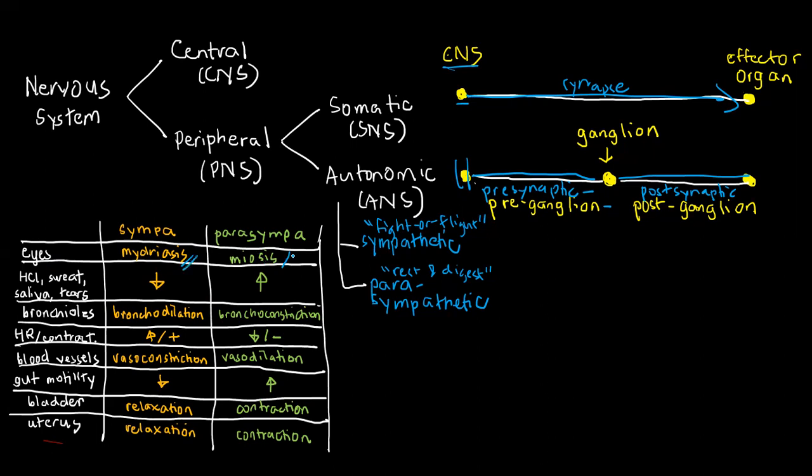So like widening, narrowing, opposites, right? For HCl, sweat, saliva, and tears, all of those secretions go down in sympathetic activation. All of those go up in parasympathetic. Bronchioles dilate under sympathetic control, constrict under parasympathetic. Heart rate and contractility both increase in sympathetic and both decrease in parasympathetic control.